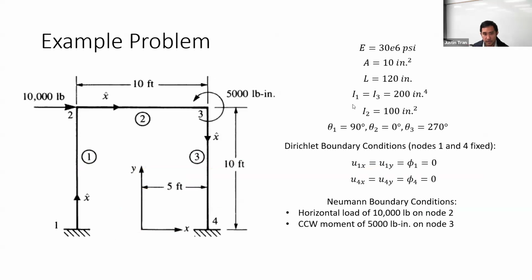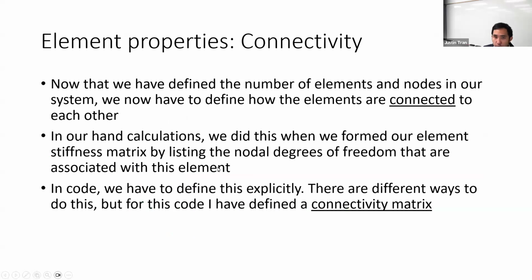So let's go back to the diagram here. If you were to do this problem by hand, and you were writing out all the element stiffness matrices, you would make note that element 1 here is connected to nodes 1 and 2. Element 2 is connected to nodes 2 and 3. Element 3 is connected to nodes 3 and 4, right? So we need to encode that information into MATLAB just so that we know what to do from there.